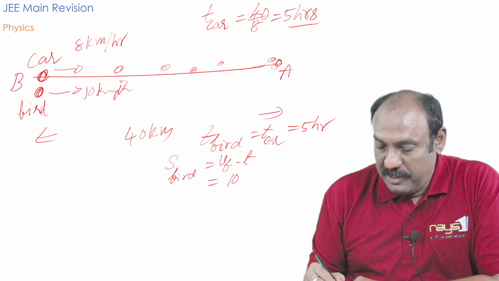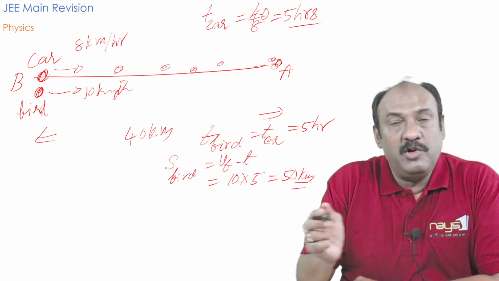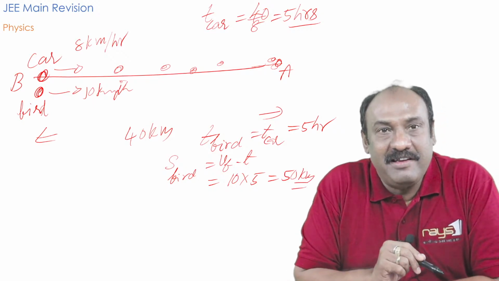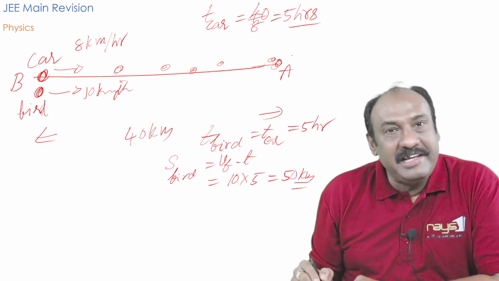So 10 km per hour into time is 5 hours. So it is 15 kilometers. So during this number of flies here, what is the horizontal distance covered by bird before both reaches A is 50 km is the answer.